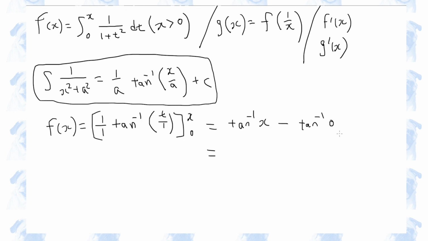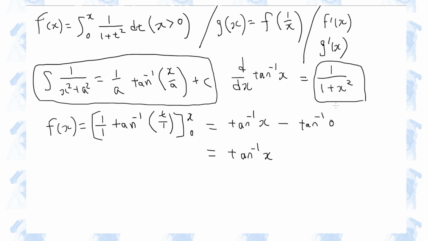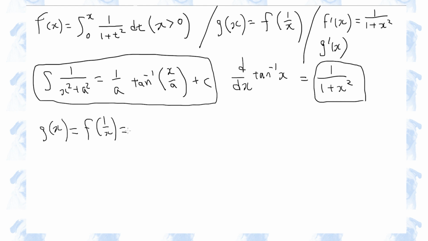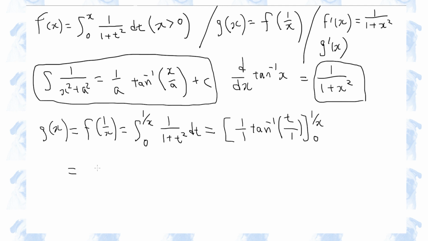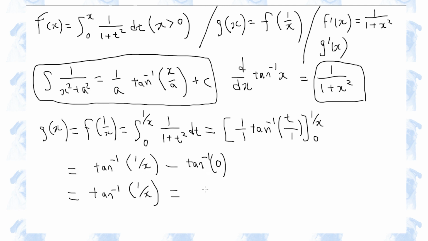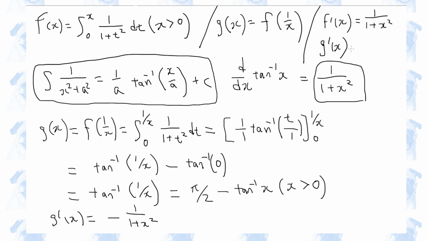Inverse tangent of 0 is just 0. And what is the derivative of inverse tangent? So this is the answer to the first part. How about g of x? Inverse tangent of 1 over x is pi over 2 minus inverse tangent of x when x is greater than 0. So now we can differentiate this. g dash of x is minus the derivative of the inverse tangent of x, which is 1 over 1 plus x squared. So this is the answer to the second part.